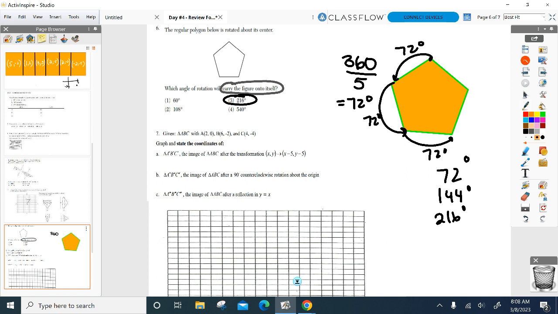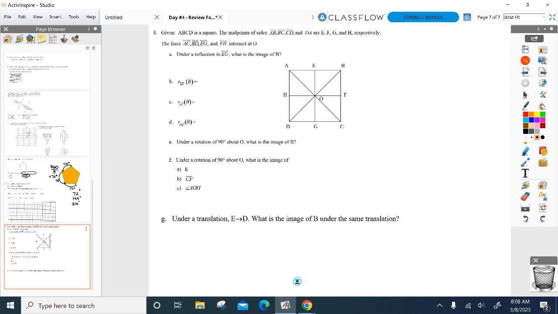All right. The last one I want to go over with you is in the back there, number 8. You should have no issues with these. I just want to make sure you are good with the notation. Look at part B for me, please.